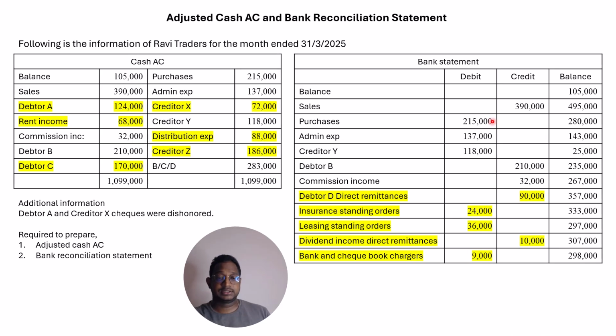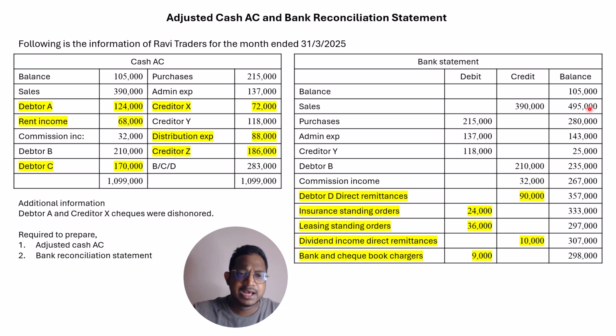Let's do an exercise to get the full idea of the theories that we discussed. Following is the information of Ravi Traders for the month ended 31st March 2025, with the cash account and the bank statement given. The cash account opening balance is 105,000 and the bank statement opening balance is also 105,000.